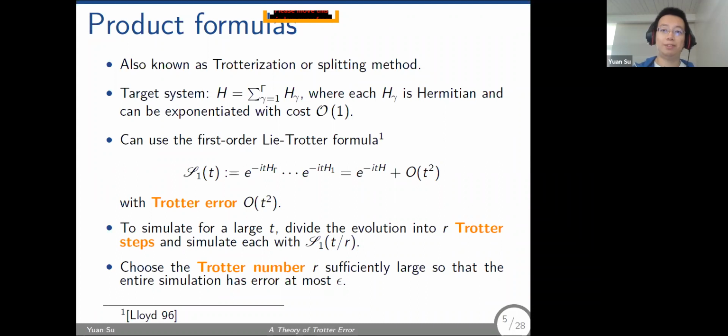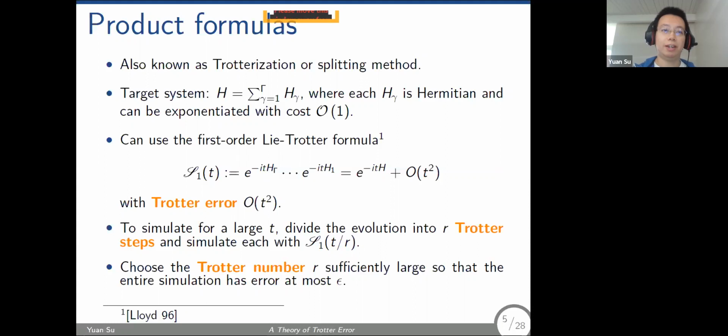There are also other people, especially people working more on the mathematical side, like maybe numerical analysis, who would call it a splitting method or operator splitting method. But I guess I'll just refer to it as product formula in this talk.